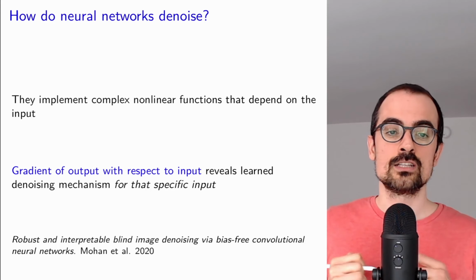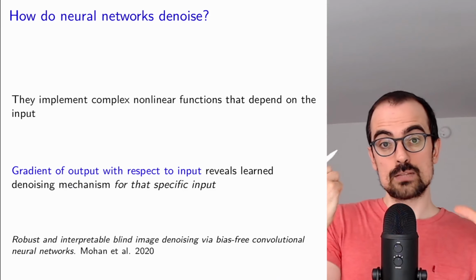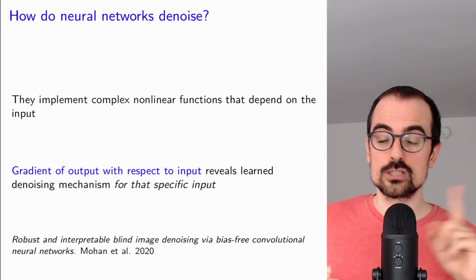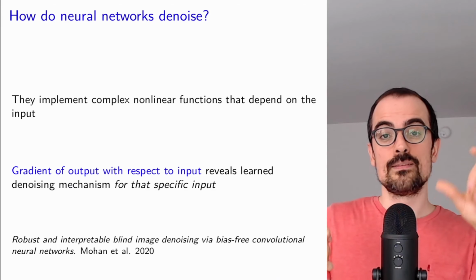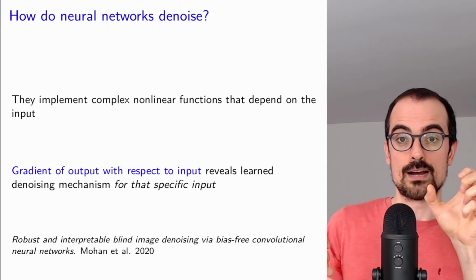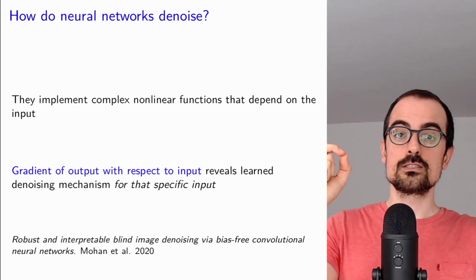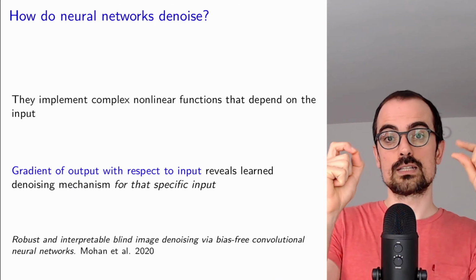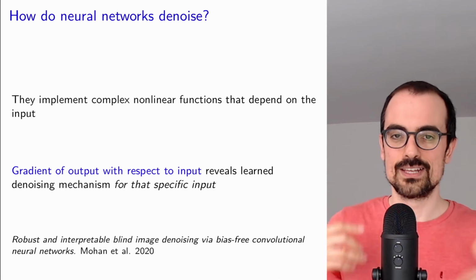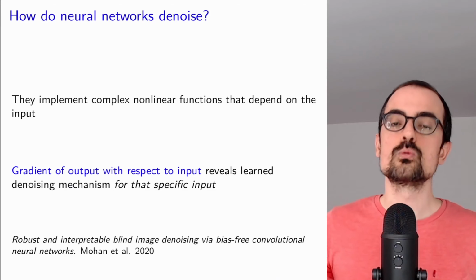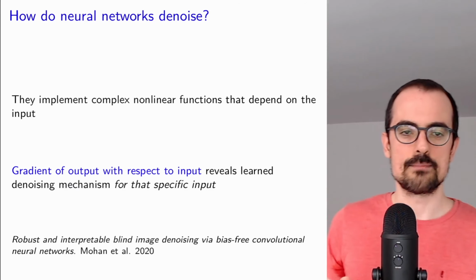Basically, the idea is that you compute the gradient of the output of the network with respect to the specific input. So this is not the gradient that we compute during training. In training, we're computing the gradient of the loss function with respect to the parameters. Here, we're looking at the gradient of the output pixel with respect to the input pixels, so that we see which input pixels have the most influence on the output denoised pixel. And that kind of gives us an idea of how the network is processing that specific input. It's better to just take a look at an example.